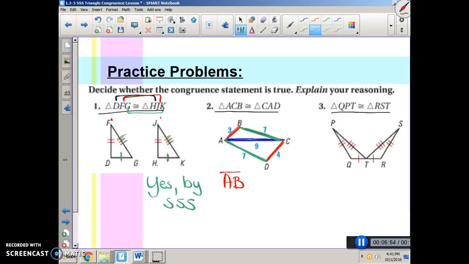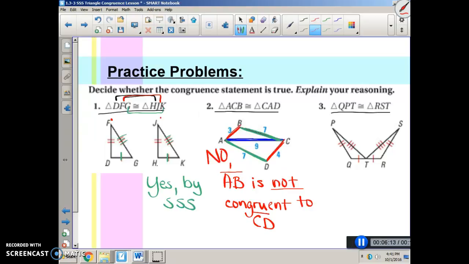AB is not congruent to CD, so that would be a no. Okay, and the reason is because one of the sides is not the same.